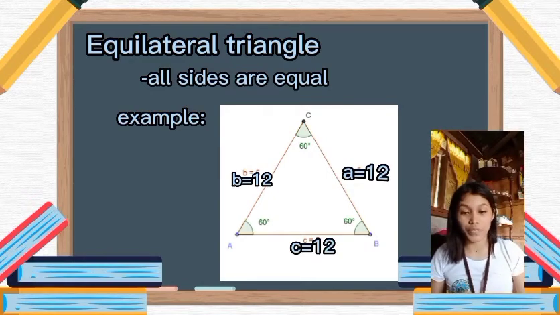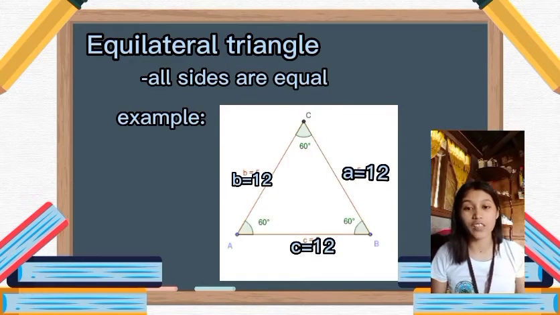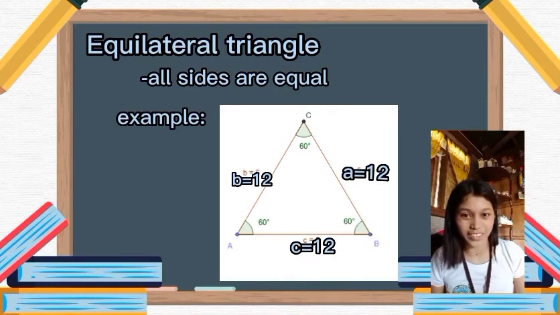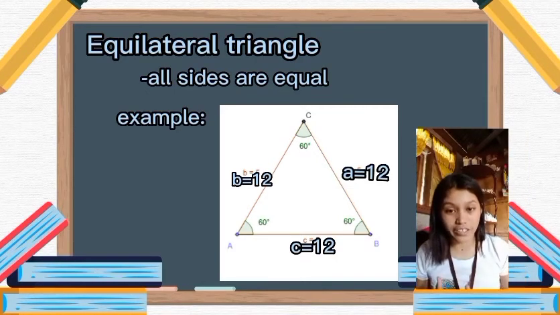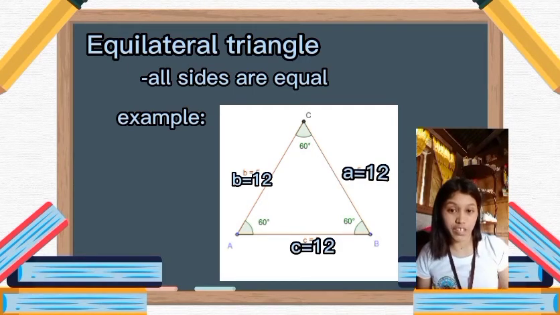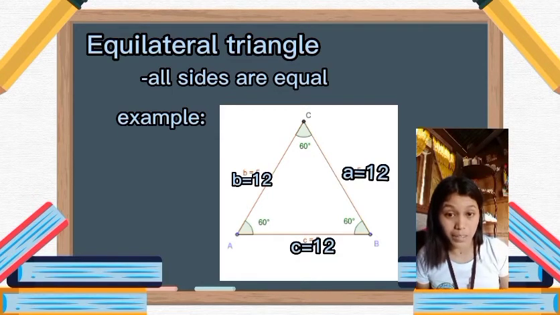If we talk about the equilateral triangle, from the word equi, it means all the same or equal measurement. If one side of the triangle measures 12 centimeters, the rest of the sides also measure 12 centimeters. So it is called the equilateral triangle. The word equi means equal or the same measurement.